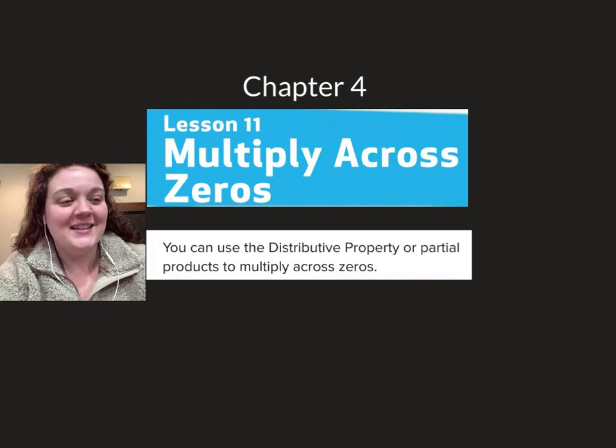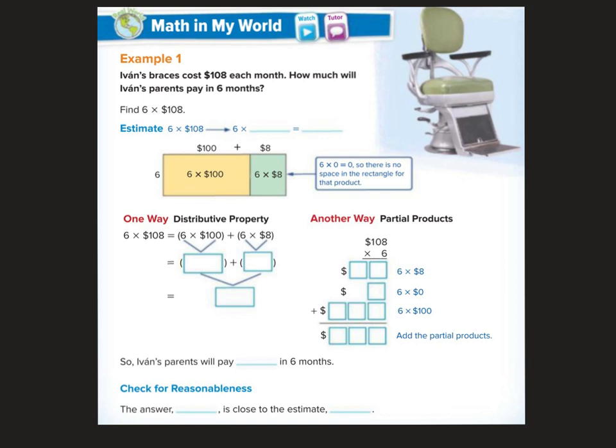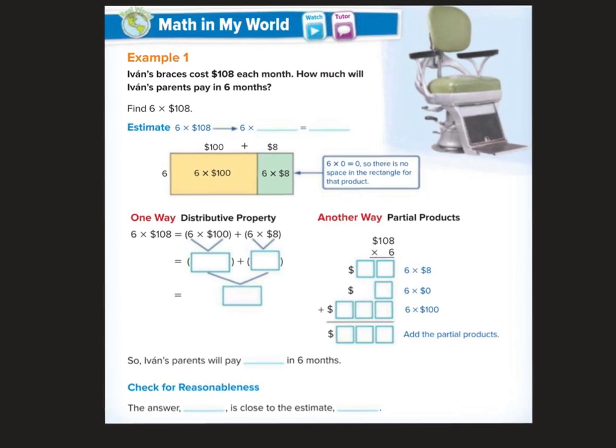Let's get started. Here we have example 1. Ivan's braces cost $108 each month. How much will Ivan's parents pay in 6 months? So for this one, we're going to look at finding 6 times 108. Our first step is we could give a little estimate here. 6 times what? 108, when we look at that, we see, wow, that's really close to 100. So let's do 6 times 100 to get an estimate of $600.